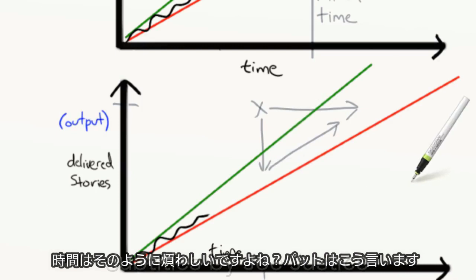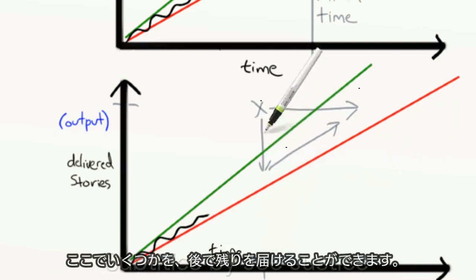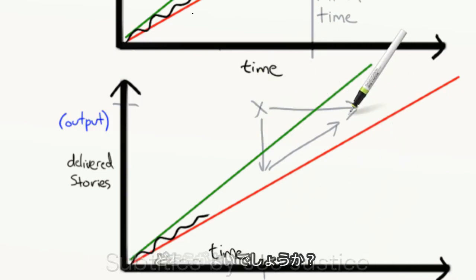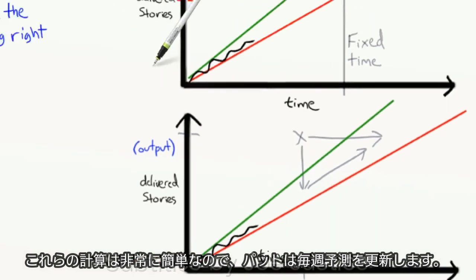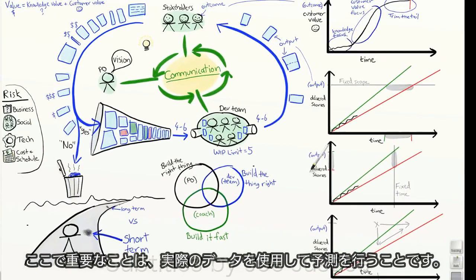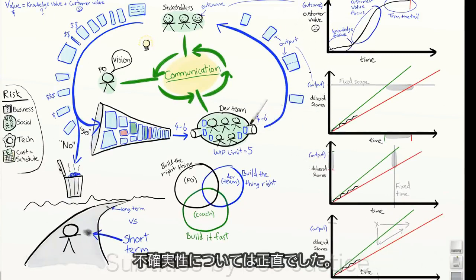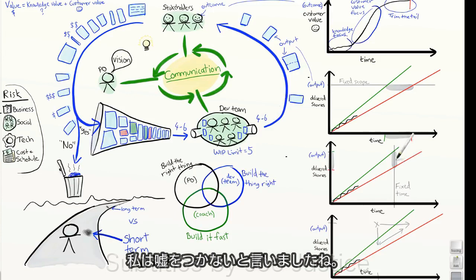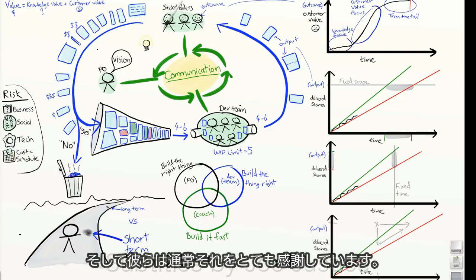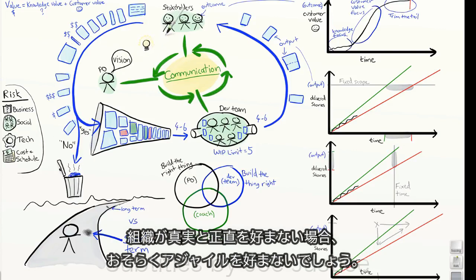So Pat puts it this way. We could deliver something here and the rest later, or we could deliver nothing here and the rest later. Which do you prefer? These calculations are pretty simple to do, so Pat updates the forecast every week. The important thing here is that we are using real data to make the forecast, and that we are being honest about uncertainty. I said no lying, right? So this is a very honest way of communicating with stakeholders, and they usually appreciate that a lot. If your organization doesn't like truth and honesty, it probably won't like Agile.